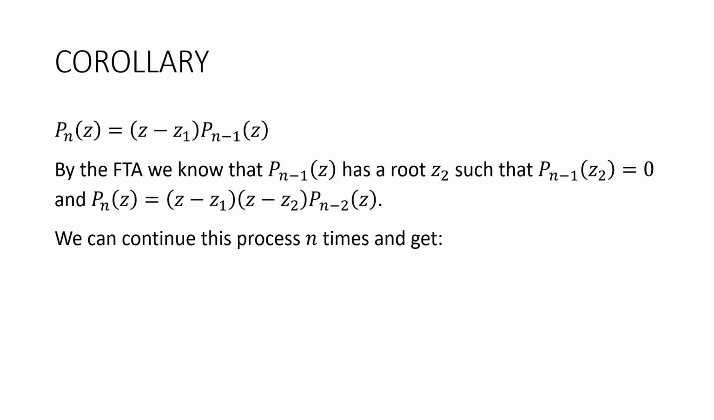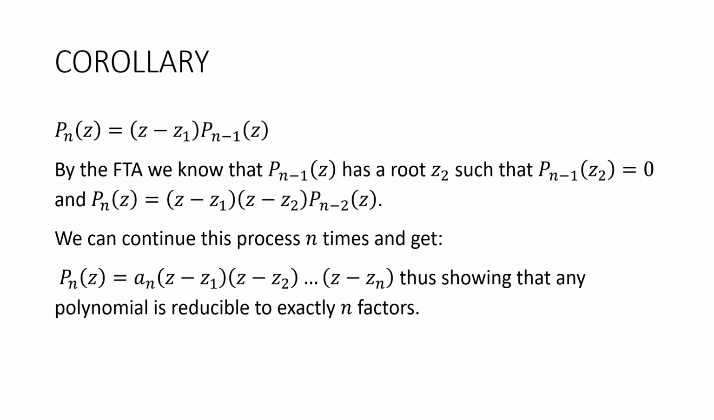We continue the process n times, and we will get P_n(z) is equal to some coefficient, a_n, multiplied by all of those factors together, thus showing that any polynomial is reducible to exactly n factors.